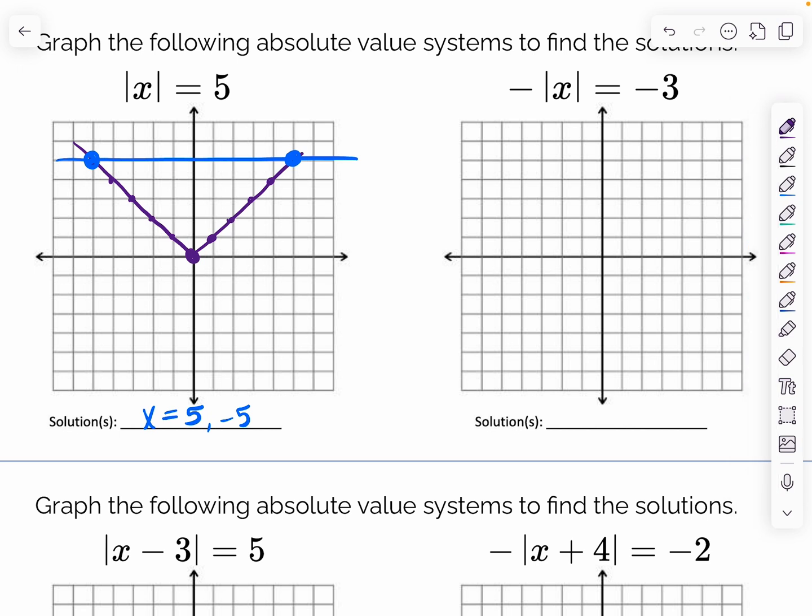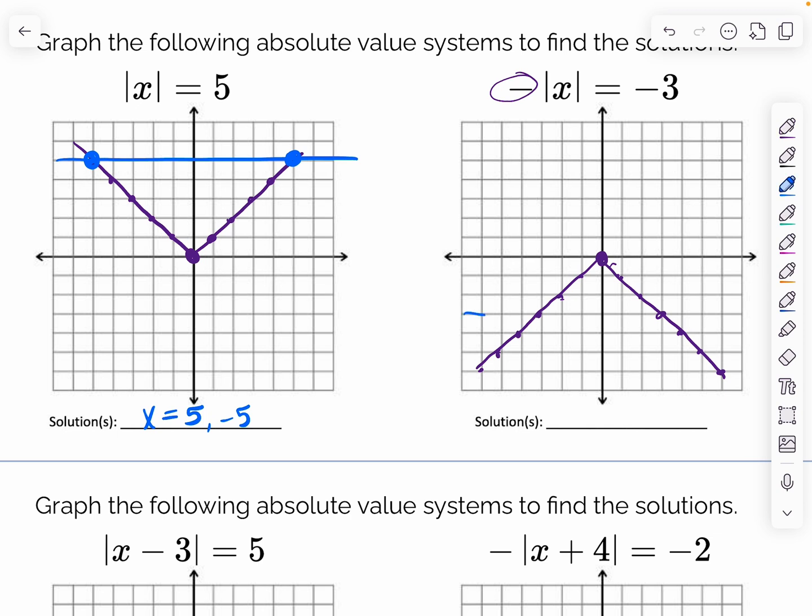Okay, for our next one, we notice that we have this negative out in front. And we know that from our transformations, that means that our graph is going to be reflected over the x-axis. So it doesn't move left or right. It doesn't move up or down. Our vertex is at 0, 0 here. And because it's going to be reflected over the x-axis, our points are going to go down and over so that our graph is flipped. So that's our negative absolute value of x.